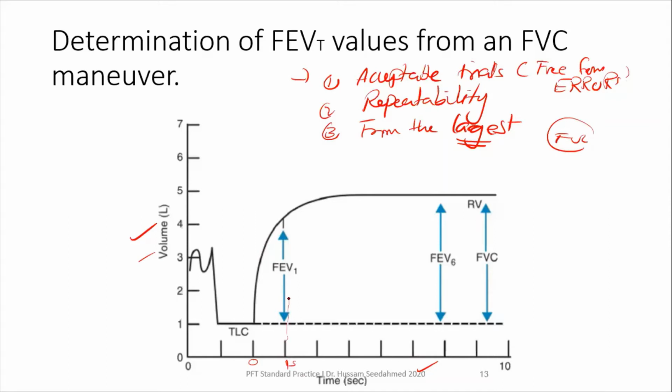So from this 1 second I draw a line, and where this line crosses the curve, I see what the volume is. Say here it is 4.3. So my FEV1 here is 4.3. This is for the calculation of the FEV1. So for the FEV1, at 1 second, draw a straight line that crosses with the patient curve, and see what volume it corresponds to. That is why it's called a volume time curve. So this is for the FEV1.